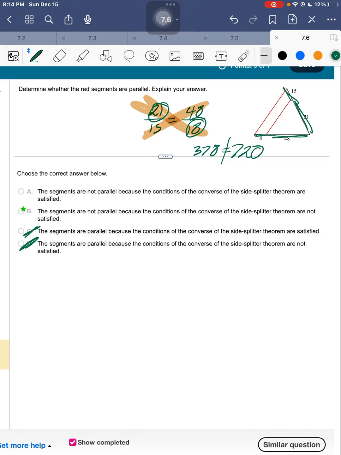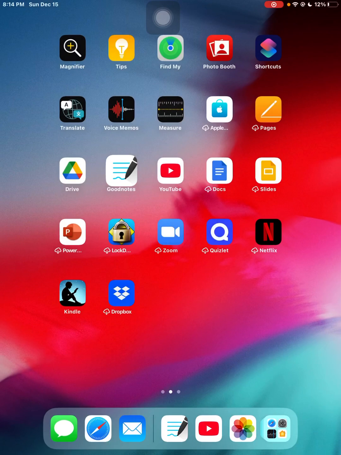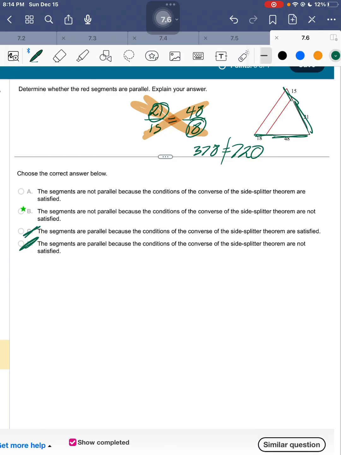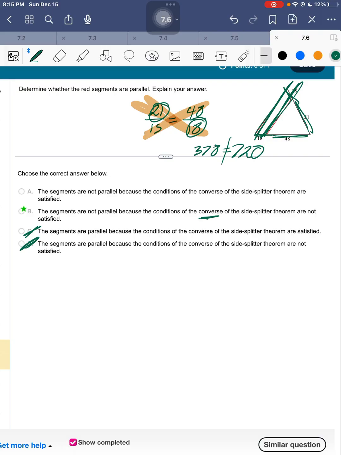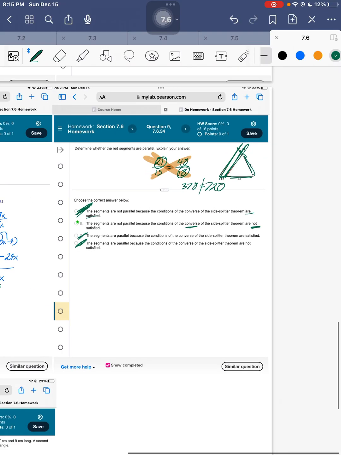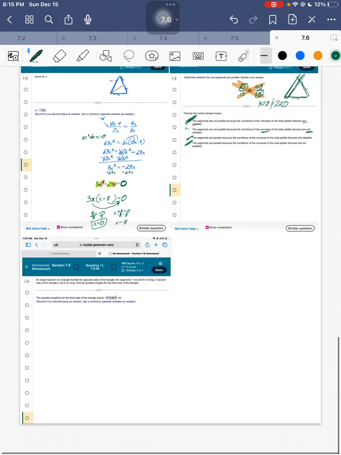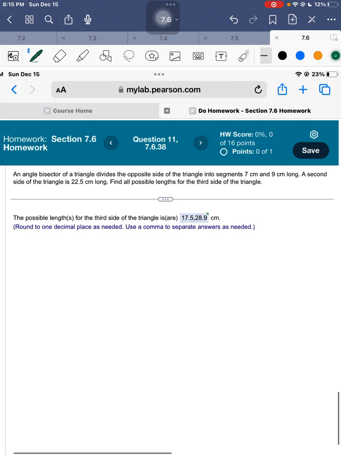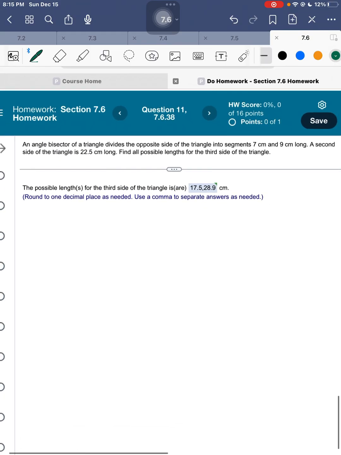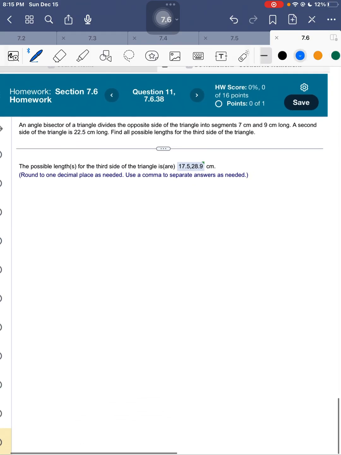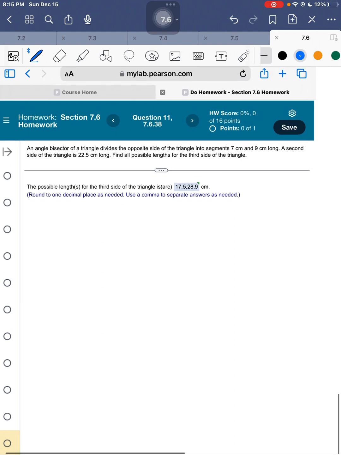Now let's look at the reasons. The segments are not parallel because the conditions of the converse of the side splitter theorem, that's what this was called, are not satisfied. This just says are satisfied, and we know that's not true. Okay? And now last one.